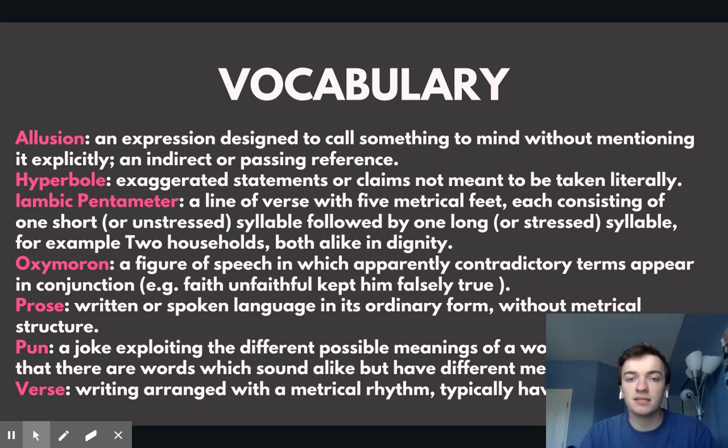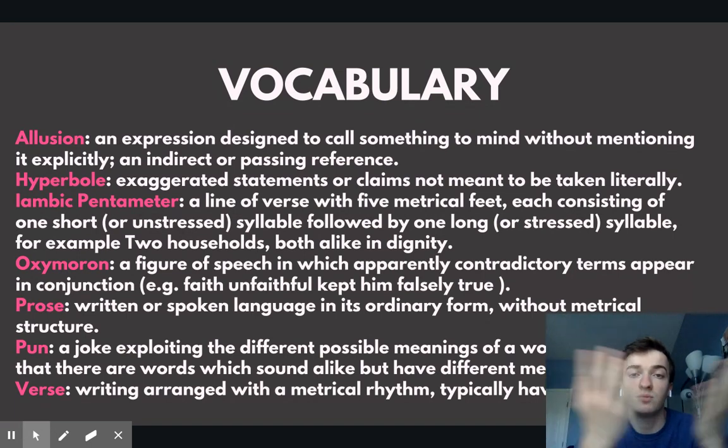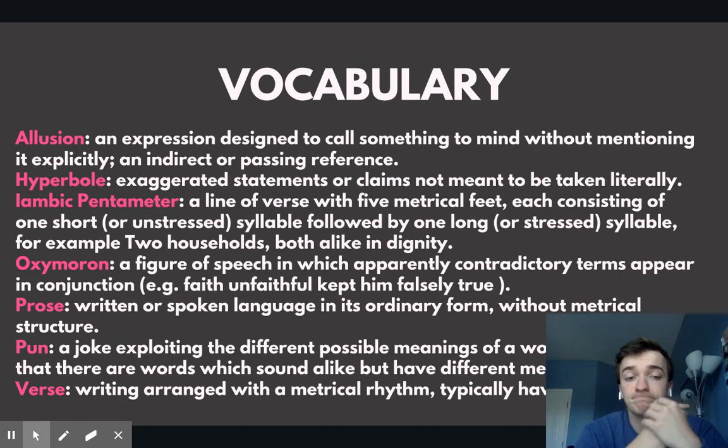Iambic pentameter is a line of verse with 5 metrical feet. We just talked about it. I'm not going to go through that again. Just make sure it's one of those terms that you are aware of. An oxymoron is a figure of speech in which apparently contradictory terms appear in conjunction. So, faith unfaithful kept him falsely true. If you put those two words together, falsely true. True and false are different words. You put them together, they contradict each other.